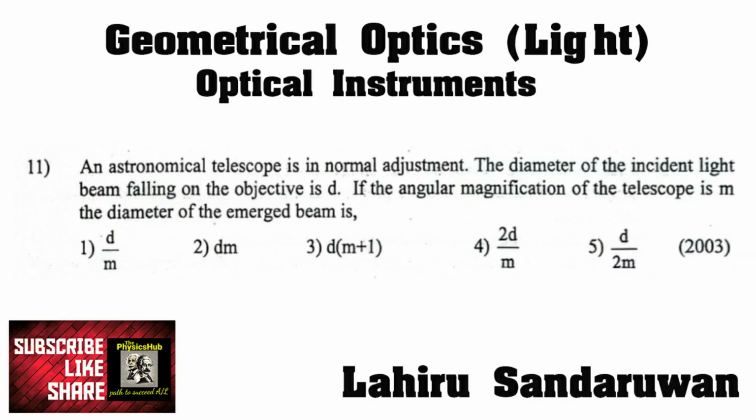An astronomical telescope is in normal adjustment. The diameter of the incident light beam falling on the objective is d. If the angular magnification of the telescope is small m, the diameter of the emerged beam is?